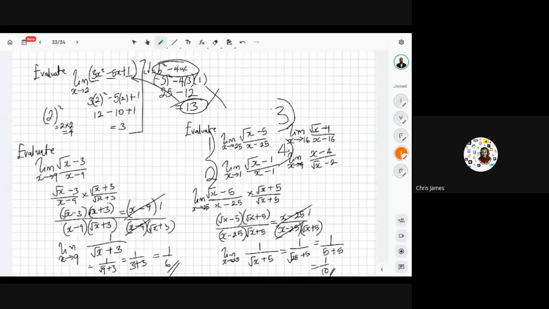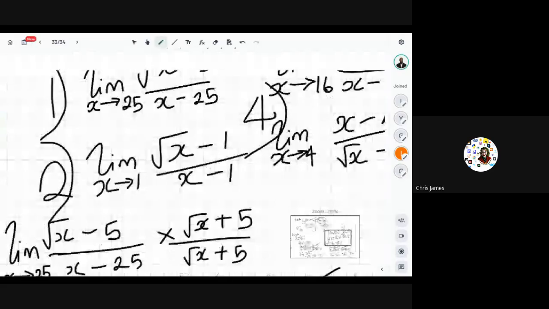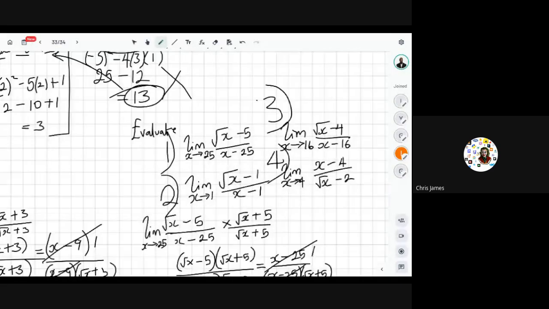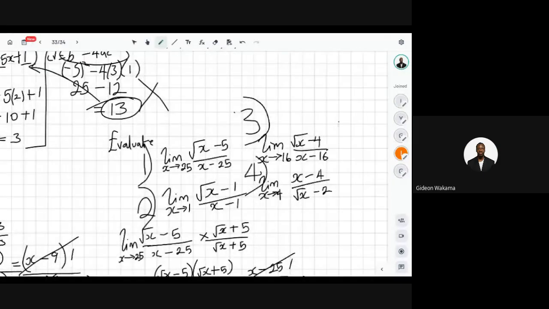Number two is what? Number 2 is 1/2. Yes, Ishak, you're correct. Number three is 1/8. Number 2 is 1/2. Number 4 is just 4, or 4/1. Yes, Ishak, you're correct. You see, you guys have the understanding.